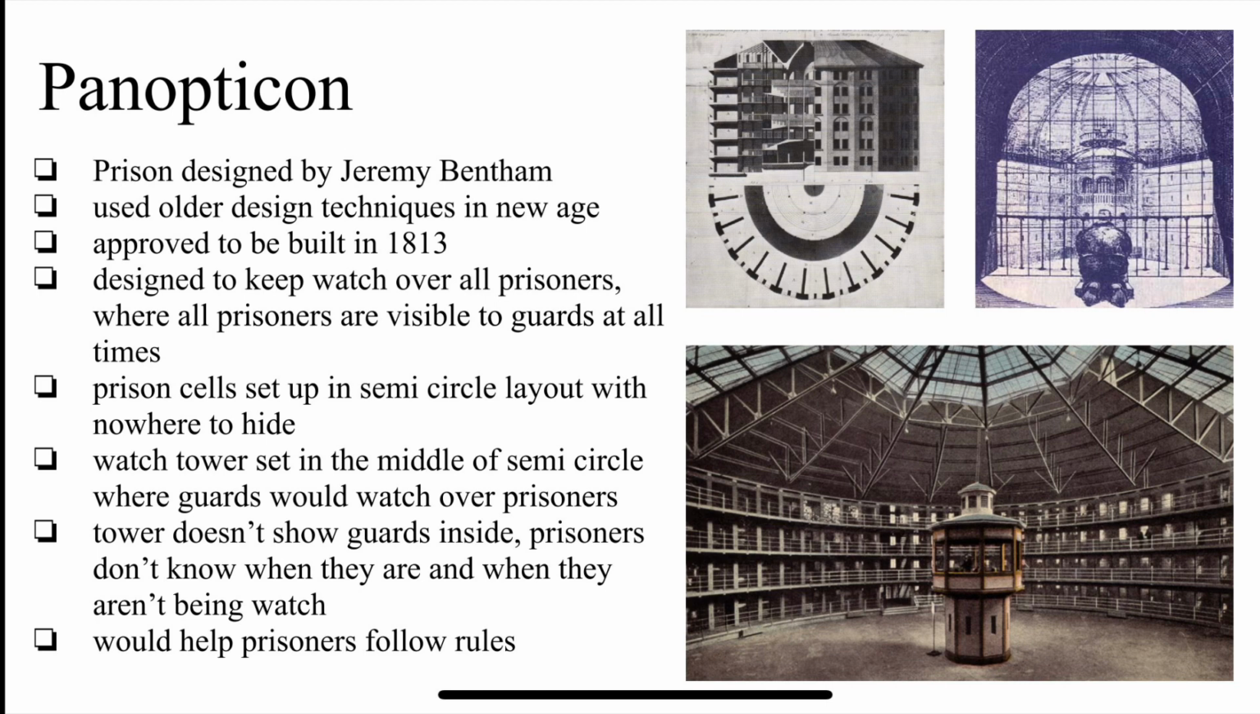The watchtower was set in the middle of the semicircle, where guards would watch over prisoners. The tower doesn't show guards inside, so prisoners don't know when they are and when they aren't being watched. This would help the prisoner follow rules.